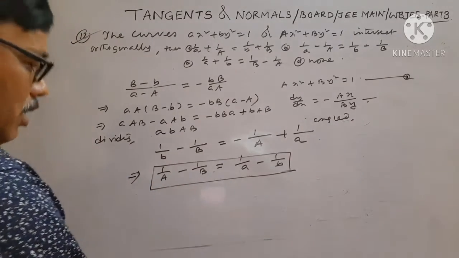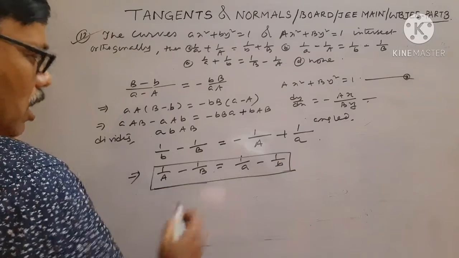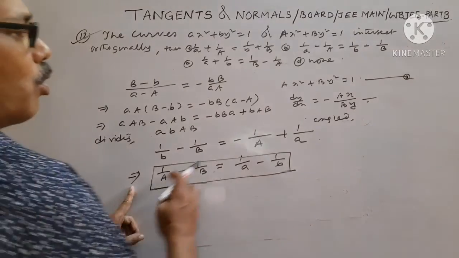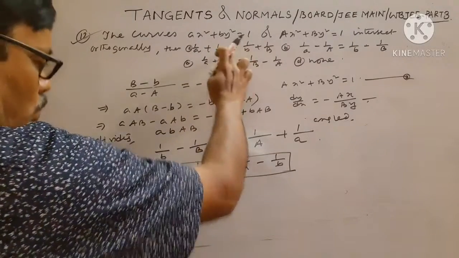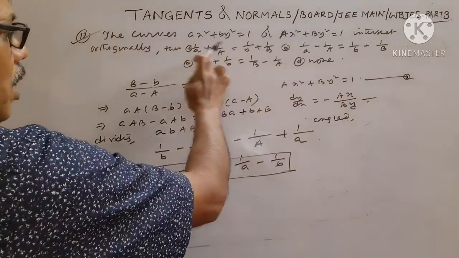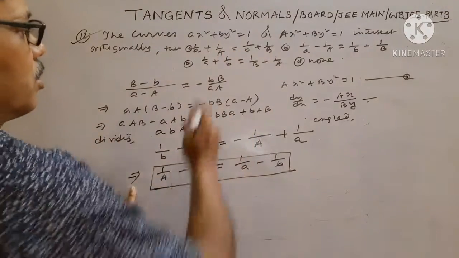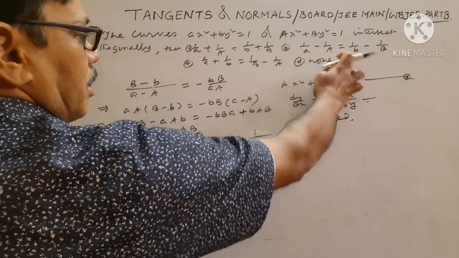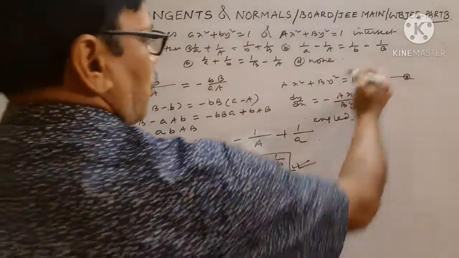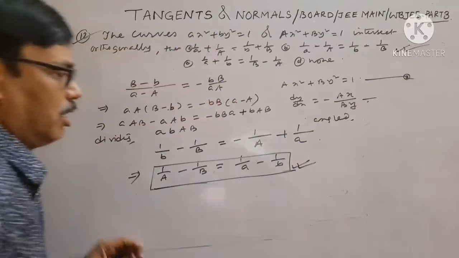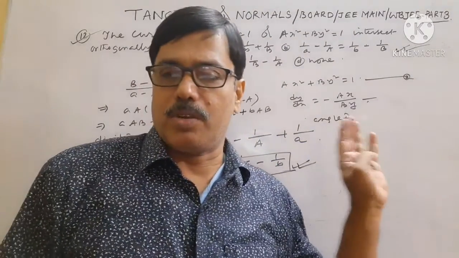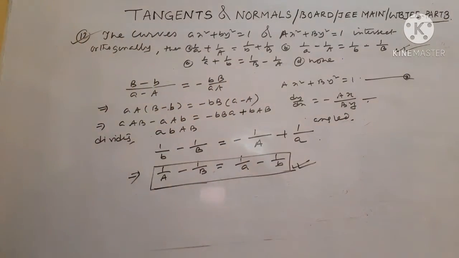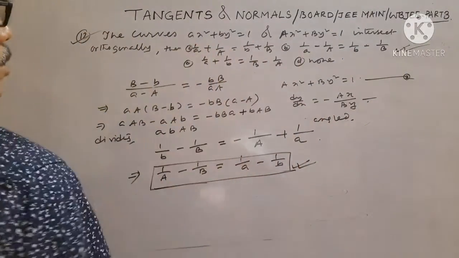So here, look, which option is correct? 1 by a minus 1 by b, 1 by A minus 1 by B. So this is not correct. So option B is correct. So you have to recall this result.